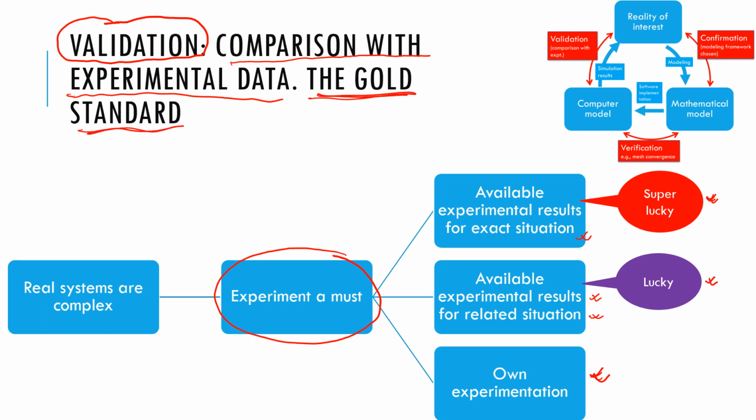So in our diagram, we are at this stage. This is the validation stage where we're comparing the output from the computer model, this one, with all the errors and uncertainties, with actual experimental data that is supposed to portray reality. We'll now make a few comments about this validation and show some examples.